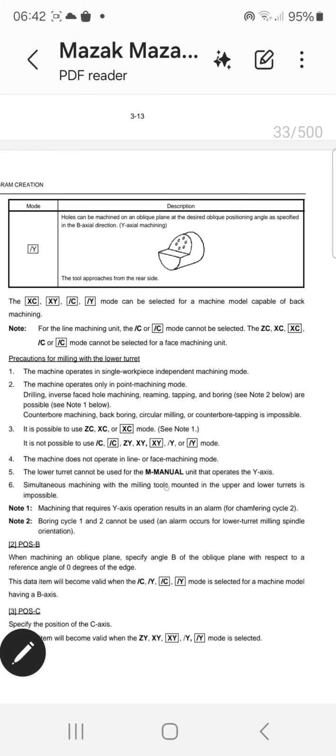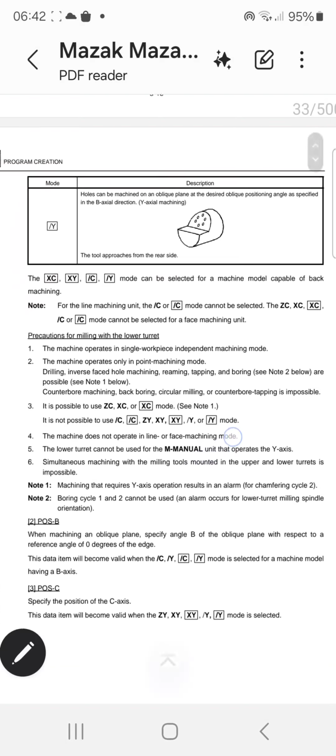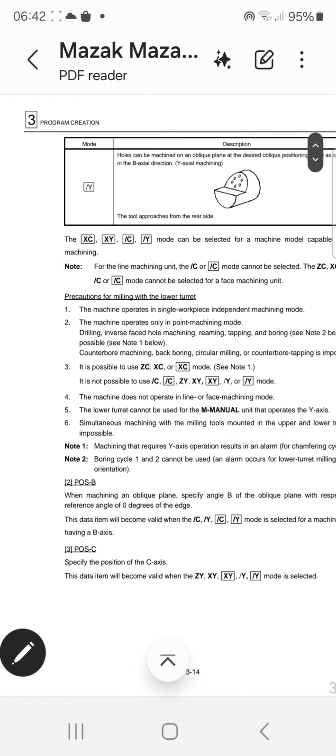machine with the milling tool mount with the upper and lower turret is possible. Machine anti-Y operation results in alarm. For example, cycle 2, boring cycle 1 and 2 can be used. Alarm occurs for lower turret mill and spindle orientation.